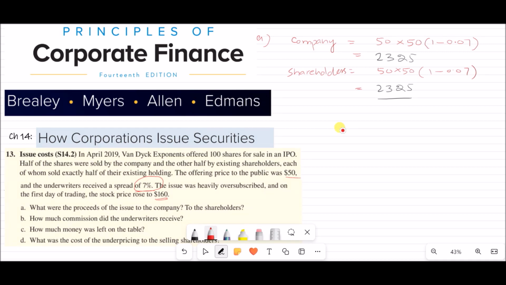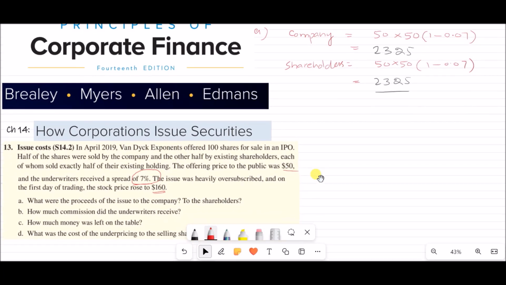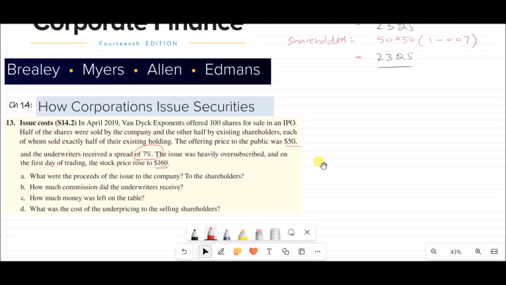Let's check the part number 2. How much commission did the underwriters receive? So underwriters received 7% commissions.